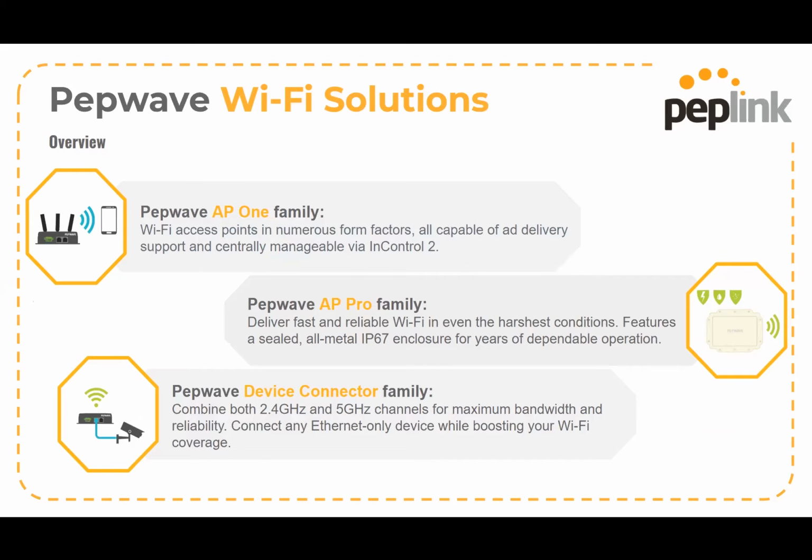Let's look at the family grouping of our Wi-Fi solutions. We start with the AP1 family. The AP1 are our enterprise grade and different form factor access points, all centrally manageable by IC2. We offer then our AP Pro family, which are our outdoor grade Wi-Fi access points. And we also have device connectors. And I'll talk about that in a little bit.